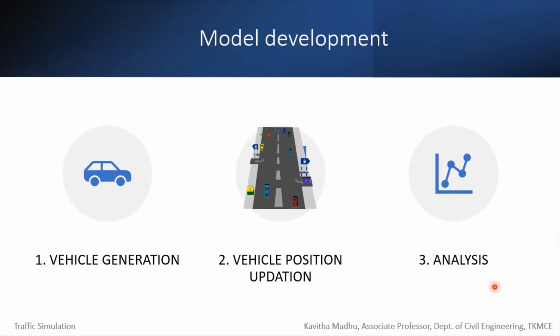So the third step is analysis. These are the three main steps coming under the model development. First of all, we have to generate the vehicle. Once the vehicle is generated, and we are introducing that to the traffic stream, we need to update its position, and then we will be doing the analysis. So these are the three steps involved in the model development.